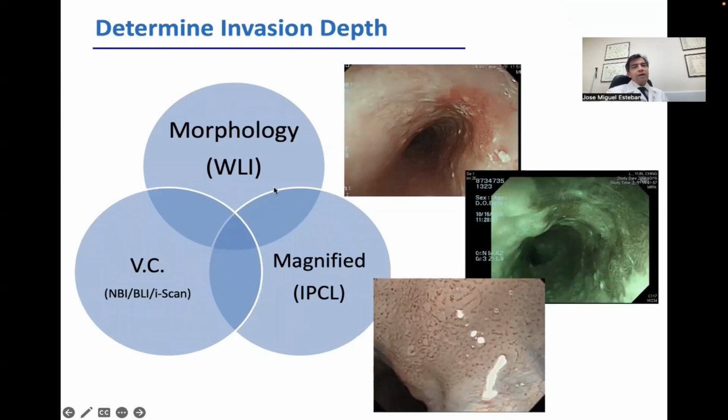So we need to determine the invasion depth of this pathology. We'll see the morphology using wide-eye endoscopy. We can apply virtual chromoendoscopy, BLI, i-Scan, or NBI, and we'll use magnified endoscopy to determine the IPCL vessels to detect the invasion depth.